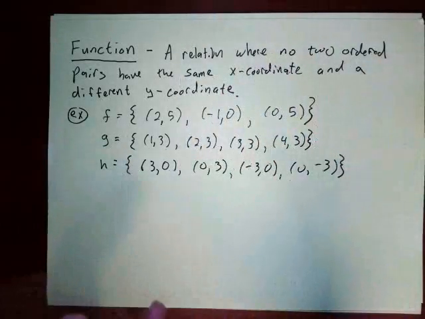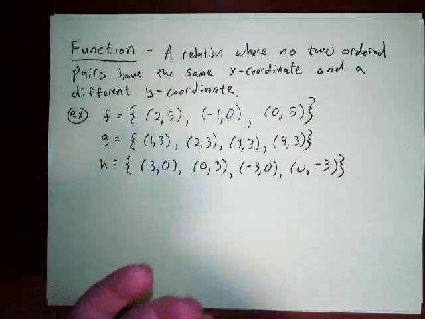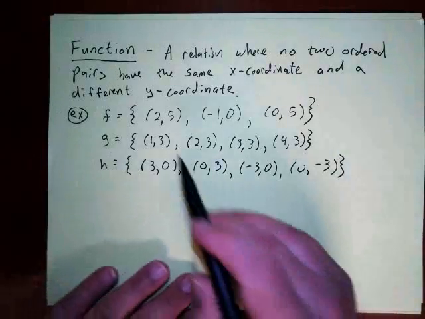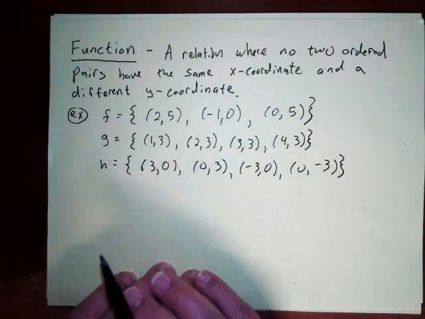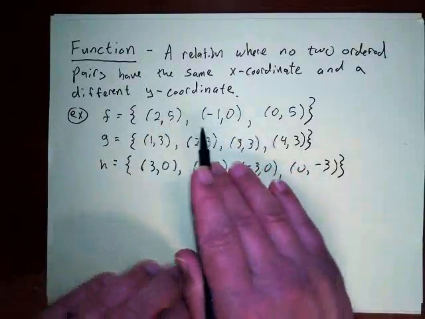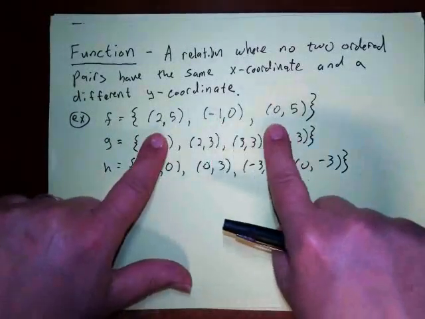It's where no two ordered pairs have the same x-coordinate and a different y-coordinate. So let's look at this first one. Is that a function? Are there two ordered pairs that have the same x-coordinate and a different y-coordinate?